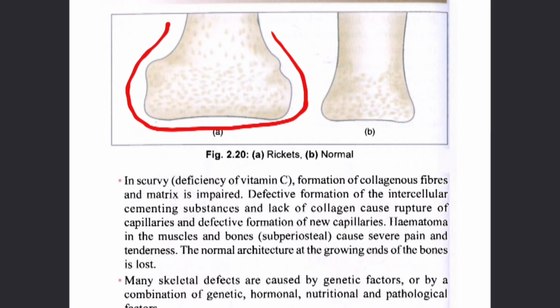Next is scurvy, deficiency of vitamin C. Formation of collagenous fibers and matrix is impaired. Defective formation of the intercellular cementing substance and lack of collagen cause rupture of the capillaries and defective formation of new capillaries. Hematoma in the muscles and bones cause severe pain and tenderness. The normal architecture at the growing ends of the bones is lost.